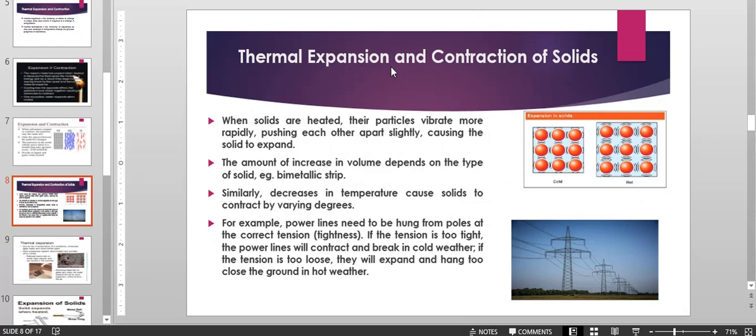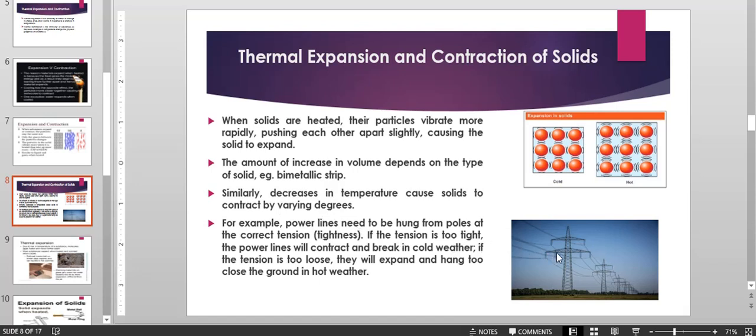Let's discuss the thermal expansion and contraction of solids. When solids are heated, their particles vibrate more rapidly, pushing each other apart slightly, causing the solid to expand. The amount of increase in volume depends on the type of solid, for example, a bimetallic strip. We'll discuss this in our next slide. So different solids expand or contract differently upon heating or cooling. Similarly, decreases in temperature cause solids to contract by varying degrees.